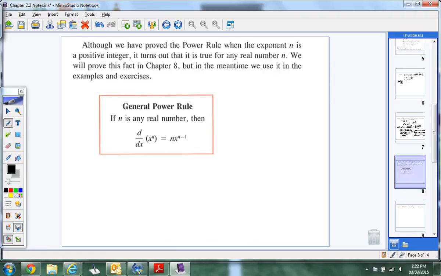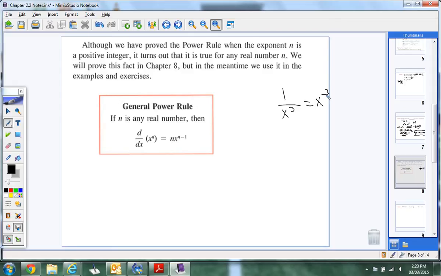Although we have proved the power rule when its exponent n is a positive integer, it turns out it's true for any real number. And guys, this is very important for you to really understand your exponent rules. What I mean by that is, if something's on the bottom of a fraction, like an x, what if you have 1 over x cubed? What could we call that? If I had 1 over x cubed, it's important that you can see that as x to the negative 3. It's easier to take the derivative that way.